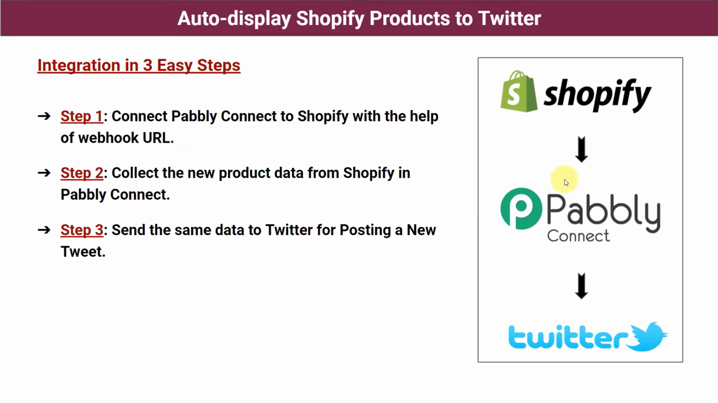So first of all, we are going to open Pabbly Connect and connect our Shopify store with Pabbly Connect. All right. And step 2 is collect the new product data from Shopify in Pabbly Connect. So in the second step, we'll bring the data of a new product that has been added here in Shopify to Pabbly Connect. And step 3 is send the same data to Twitter for posting a new tweet. So in the final step, we are going to deliver the data collected here in Pabbly Connect to Twitter as a new tweet. All right. So let's step back to our first step and open Pabbly Connect.